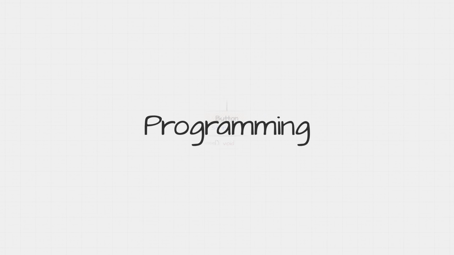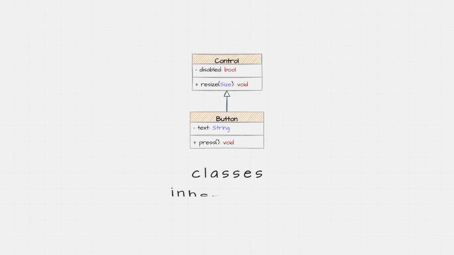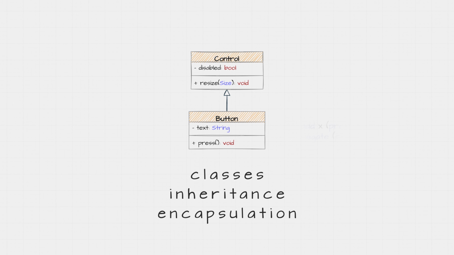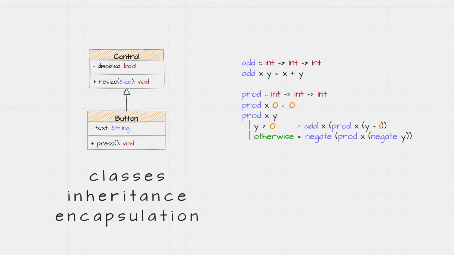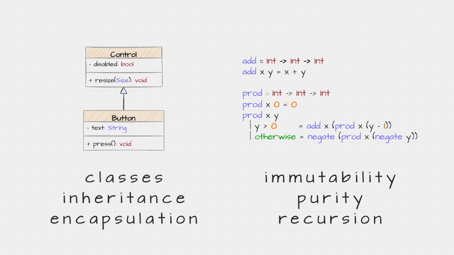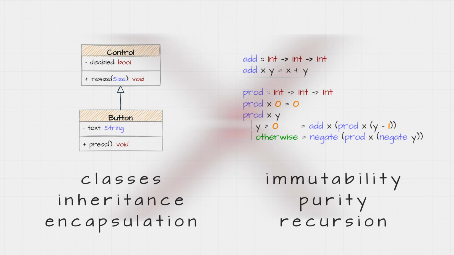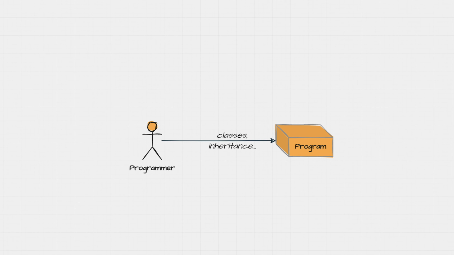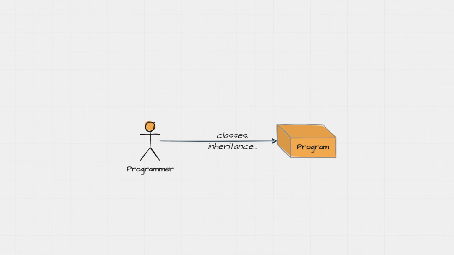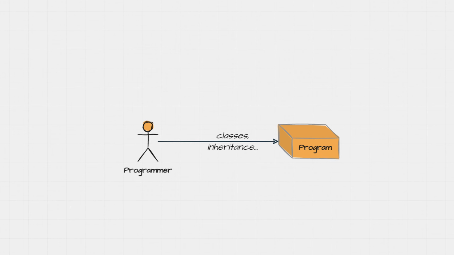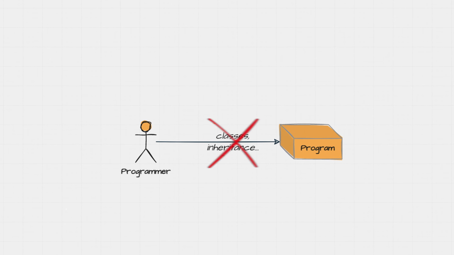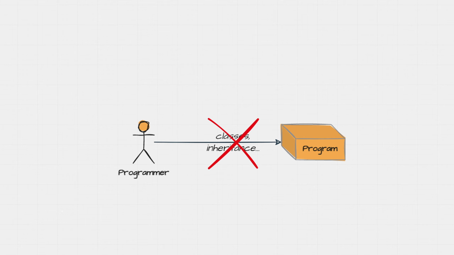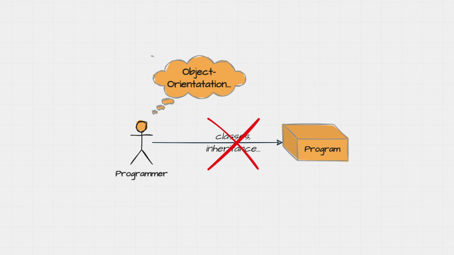Object-oriented programming is often defined by concepts like classes, inheritance, and encapsulation, while functional programming is associated with immutability, purity, and recursion. But these are not useful definitions of the paradigms themselves. They are merely concepts for implementing software in the said paradigm. In this video, we're not necessarily learning to write code in these paradigms. We're learning what they are and how to think in them.